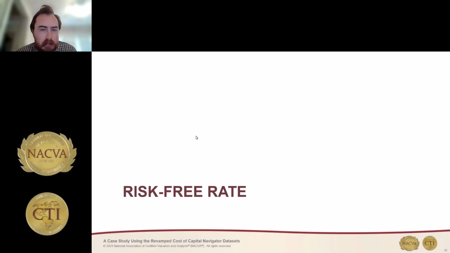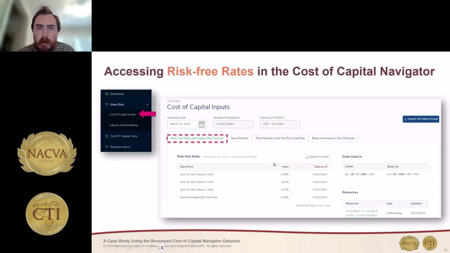So we've outlined the case study, right? We see some of the models that we want to use to estimate cost of equity. So the first step in retrieving some of these inputs is going to be retrieving the risk-free rate. As we advance here, where you access the risk-free rates in the Cost of Capital Navigator, we can see on the left-hand side under View Data in the Cost of Capital Inputs, right? We put a little box right here around risk-free rates and equity risk premium, and we could see the table of data there, all running off of the selection of our valuation date, which is March 31st, 2023.